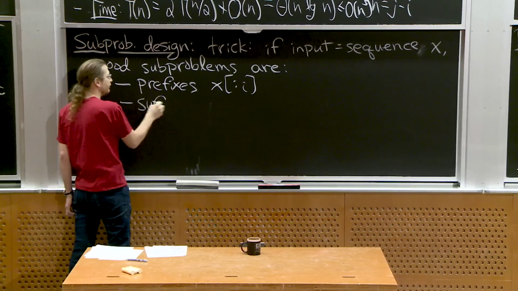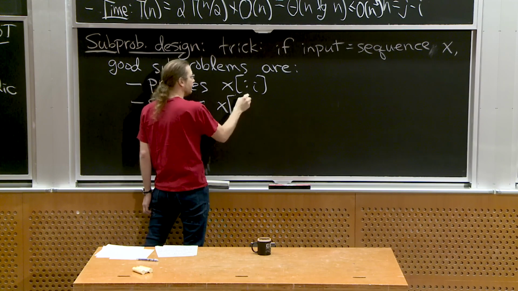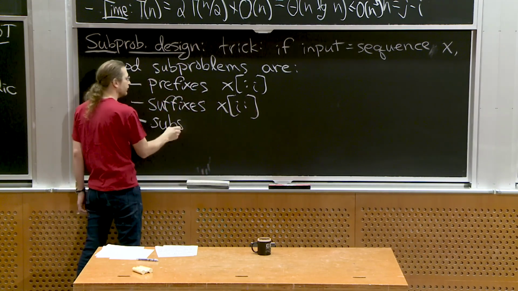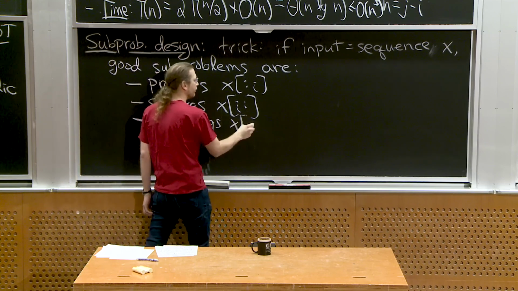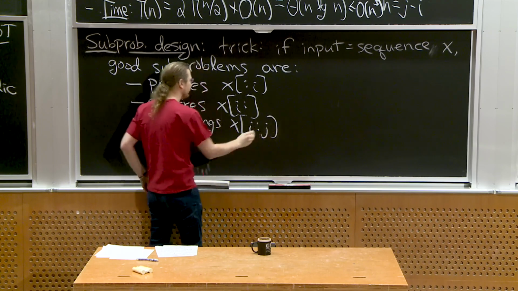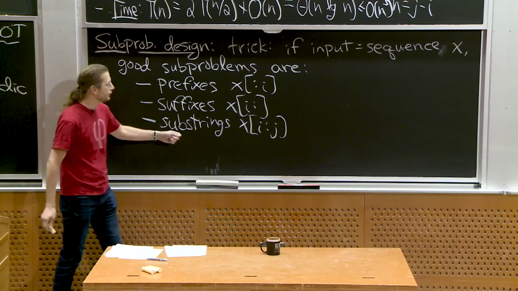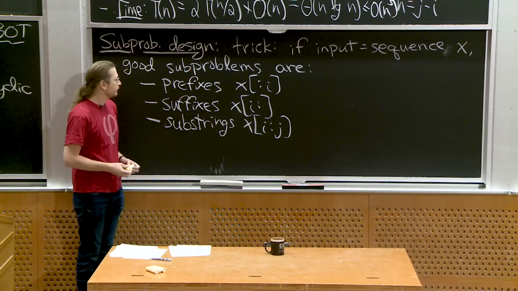We could do all the suffixes, x from i onward for all i. Or we could do substrings, which are the consecutive items from i to j. I don't write subsequence here. Subsequence means you can omit items in the middle. So for a substring, you have to start at some position and take all the things up to j. So these are nice, easy to express in Python notation.